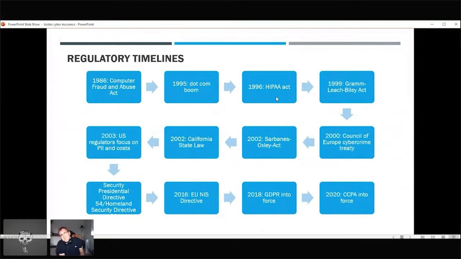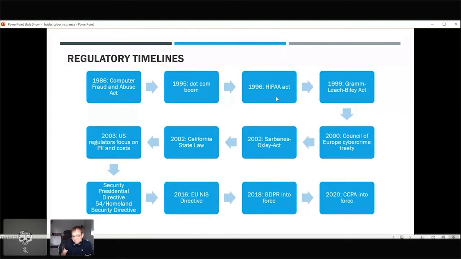There was the GLBA Act. Europe was a little bit slower, so we take some time to learn from the US, but there was the Council of Europe Cybercrime Treaty in 2002, the Sarbanes-Oxley Act, and then the California state law in 2003, which focused on PII and cost. Then we know there was Presidential Directive 54. The EU again followed with the NIS directive, and if you fast forward now, we have GDPR from 2018, and in 2020 CCPA came into force, which is kind of the US equivalent of the GDPR.